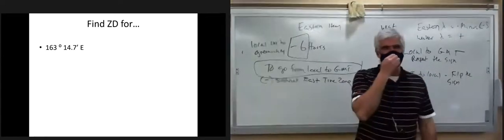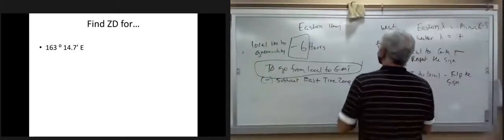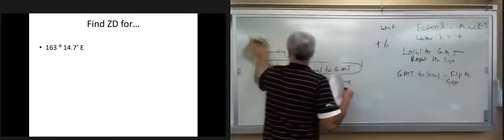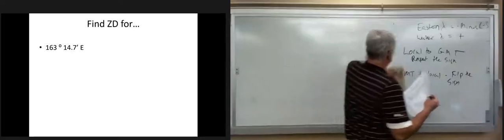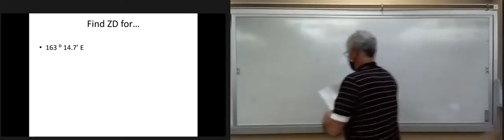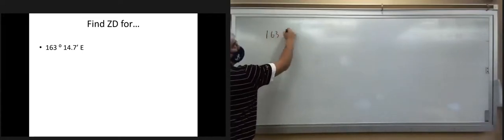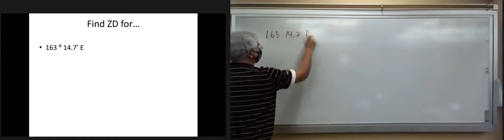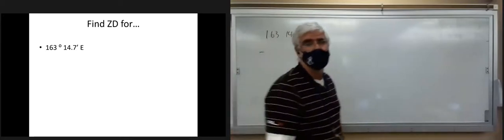163, 14.7 east. We're going to name this. First of all, what sign is it going to get? It's 163, 14.7 east. What is the sign going to be of the name of this time zone? It's east. Right off the bat, it's going to be minus. Now, how are we going to figure out what it is? Which number?